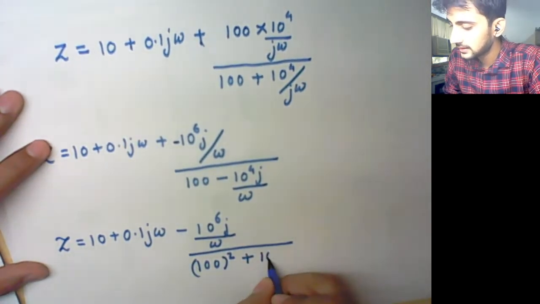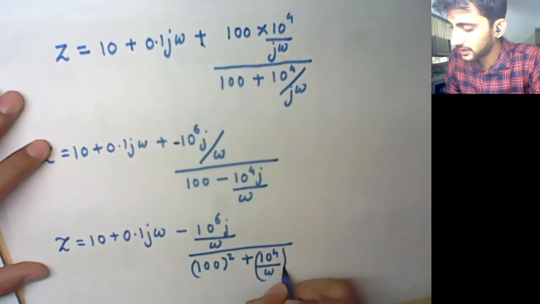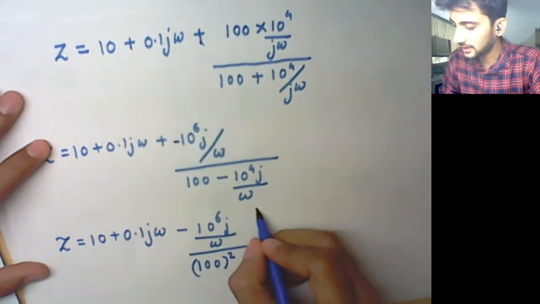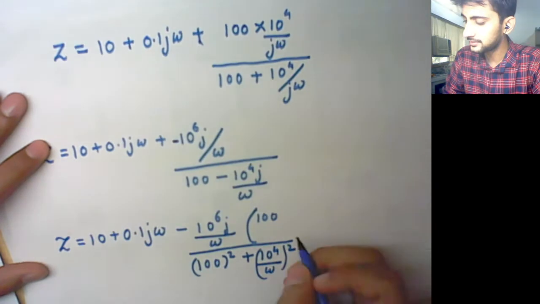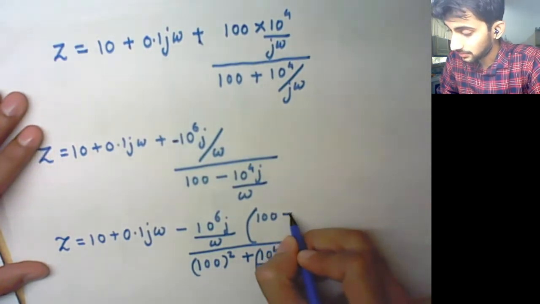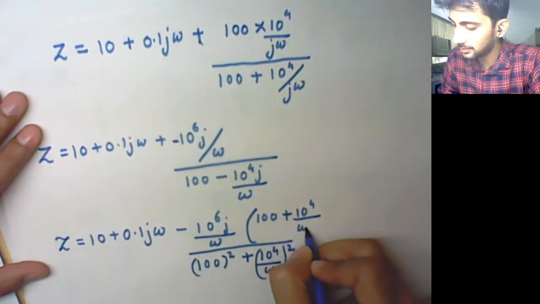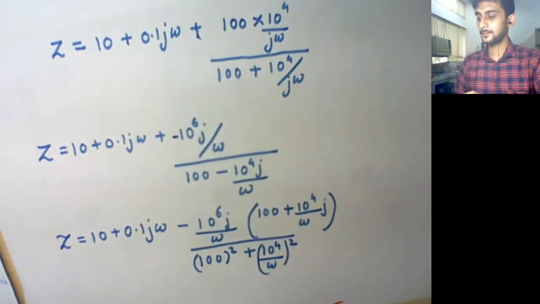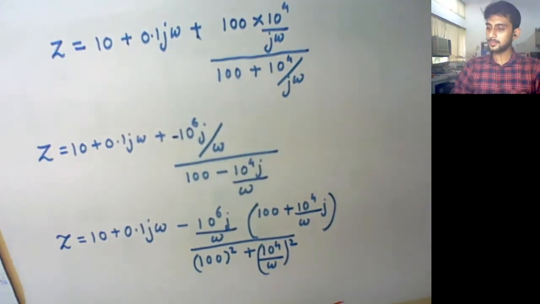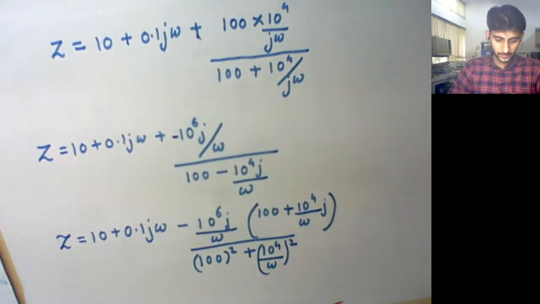प्लस 10⁴ अपॉन ओमेगा का स्क्वायर और मल्टीप्लाई करेंगे आप 100 प्लस 10⁴ अपॉन ओमेगा इंटू j से. ओके, आर यू फॉलोइंग? यहाँ तक ठीक है? एनी मिस्टेक्स, एनी प्रॉब्लम, एनी इश्यूज?